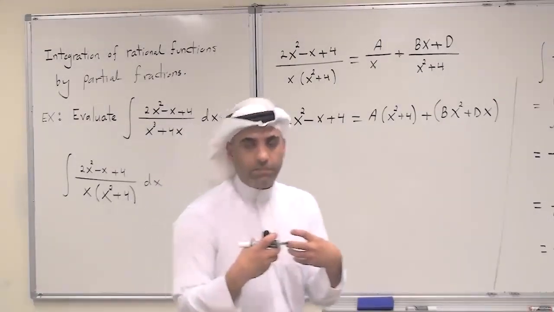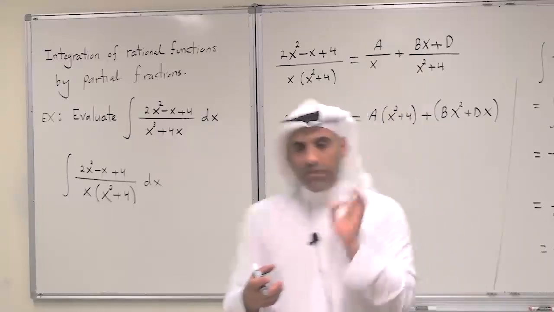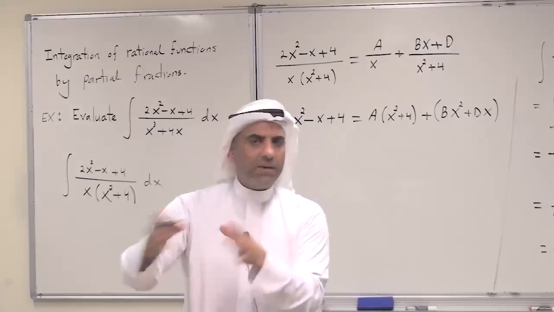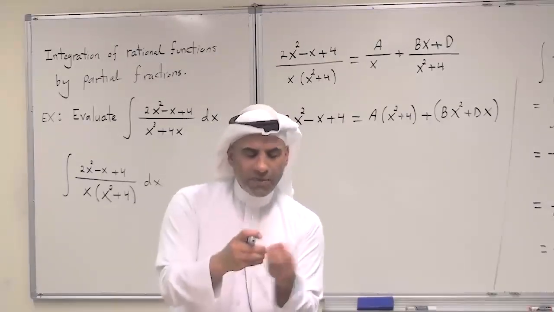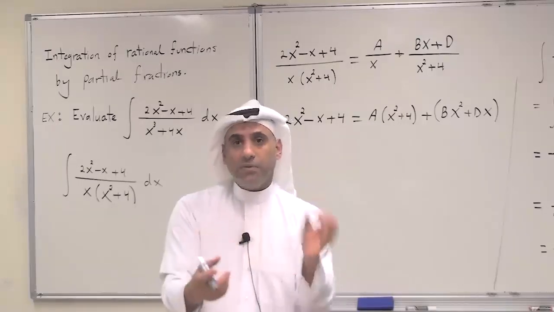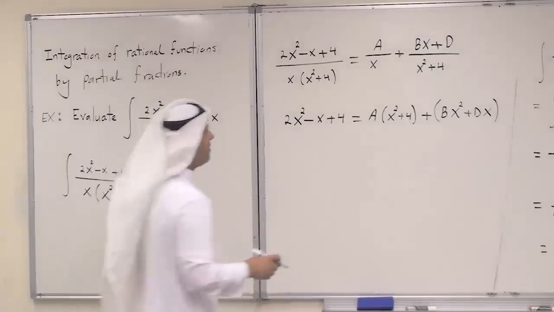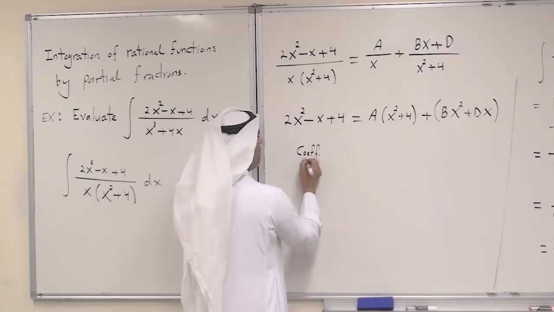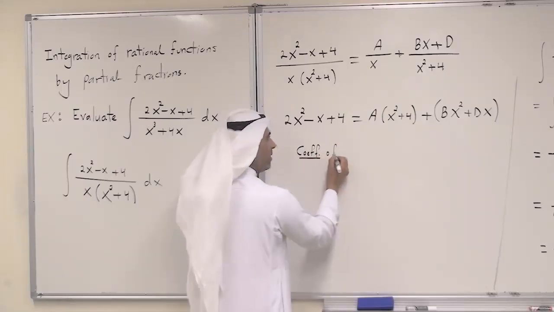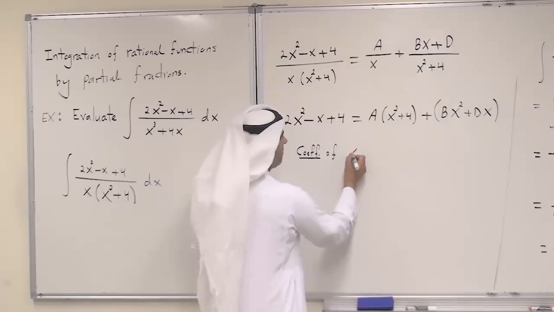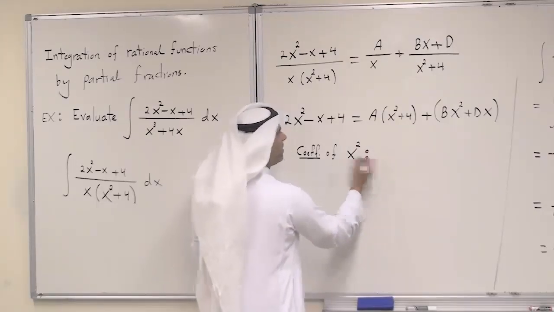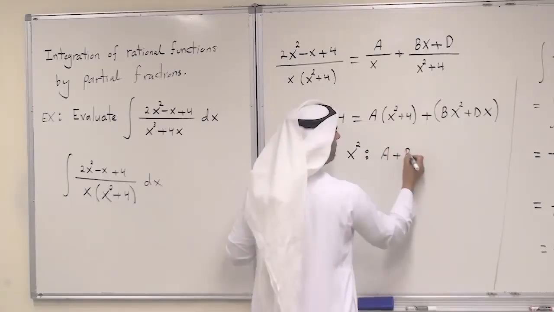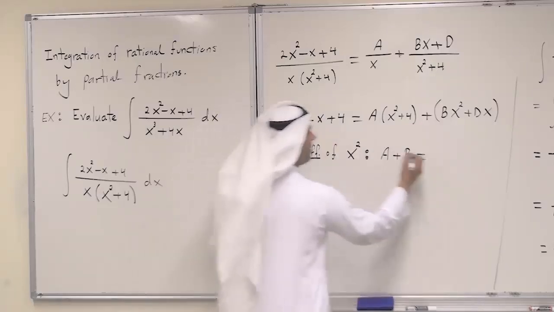Either I substitute points or I compare coefficients. I myself prefer to compare coefficients whenever we have non-linear factors. If I have linear factors, then I substitute points, it will be easier. But if I have non-linear factors, it is up to you, but I recommend you compare coefficients. Let us compare coefficients here. What is the coefficient of x squared? Here it will be A, so it is A plus B. And what is the coefficient of x squared on the left? It's equal to 2.